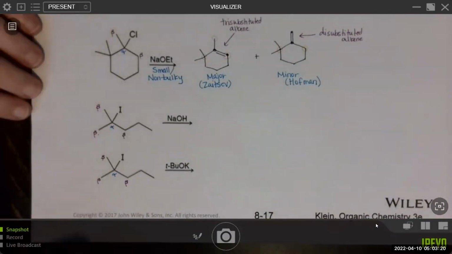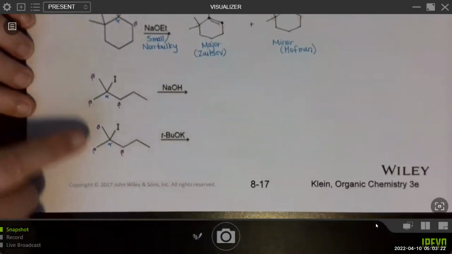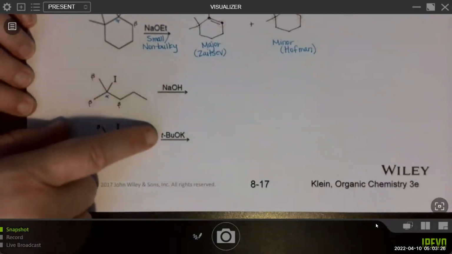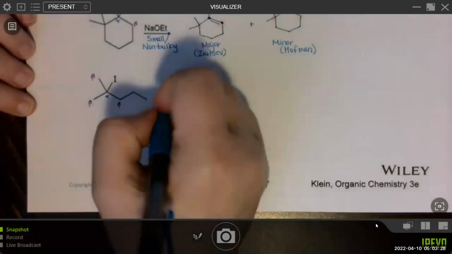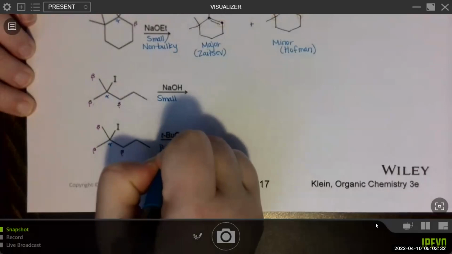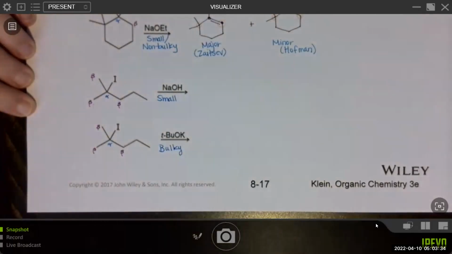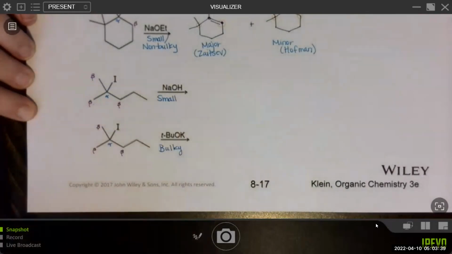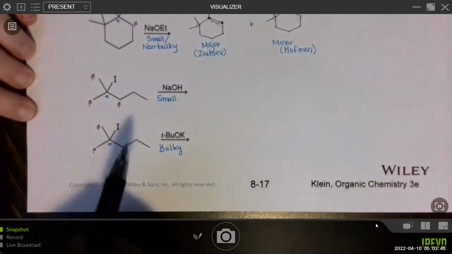Okay, let's look at the next example. It has the same exact substrate, but this is a small non-bulky base and this is a bulky base. Right, so we'll call this small base and a bulky base. So this one is going to form the Zaitsev product as the major product. This one will form the Hofmann product as the major product. So we can just go ahead and draw those.